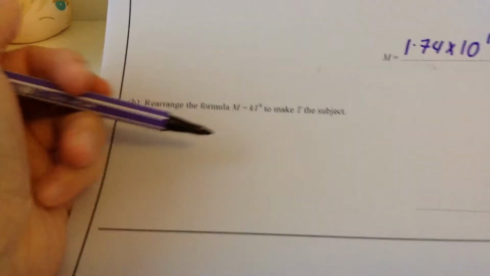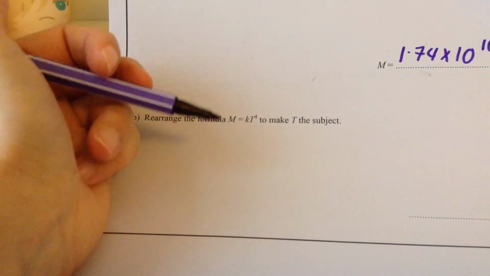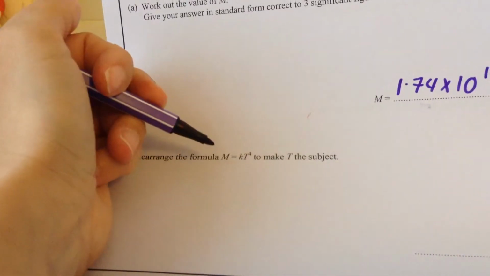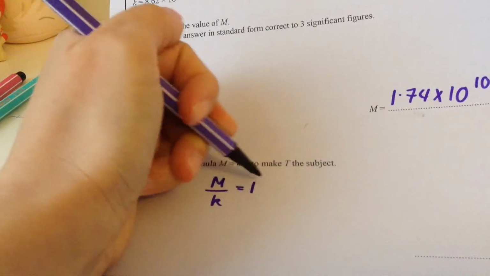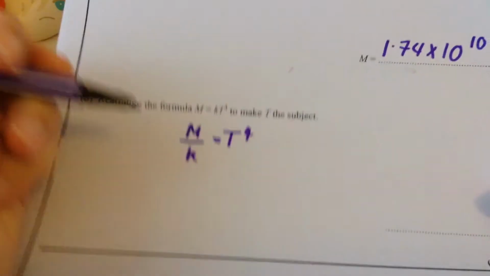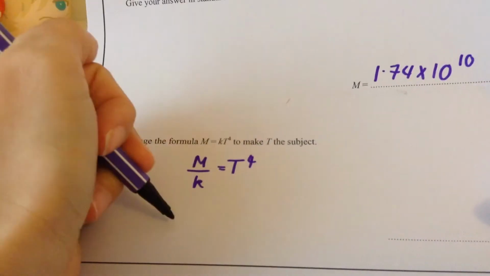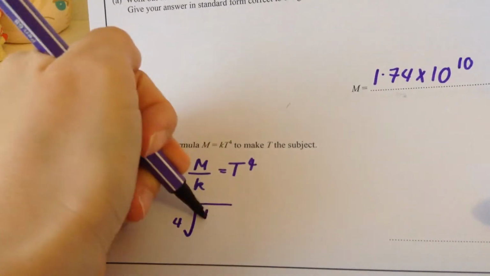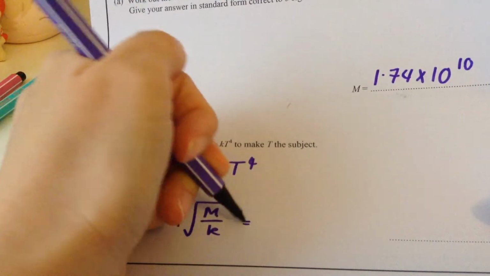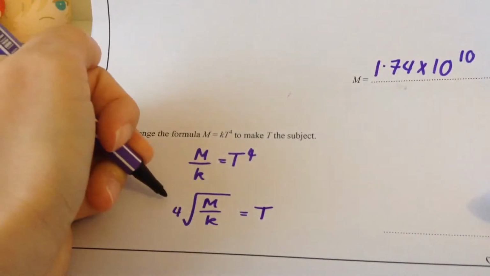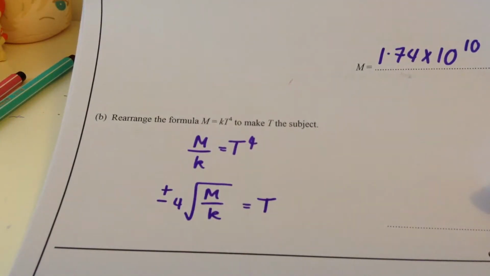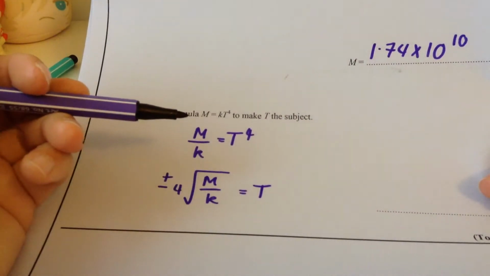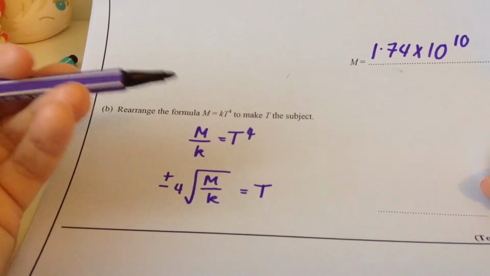Rearrange the formula m equals kt to the 4 to make t the subject. Okay, so I'm going to divide both sides by k. And I'm going to do the 4th root to get t. Of course, I have to write plus or minus because 4th root is kind of like square root. You know, it could be positive or negative.